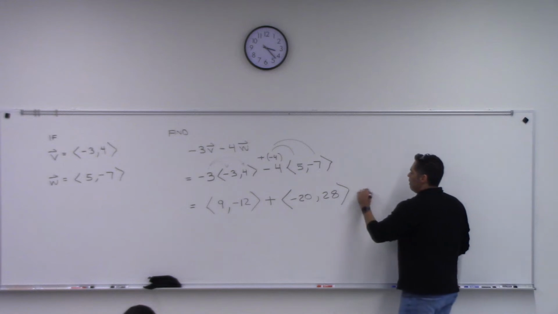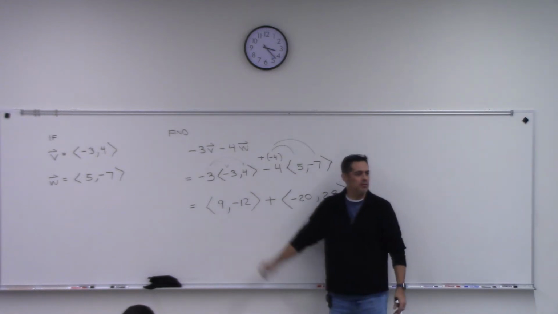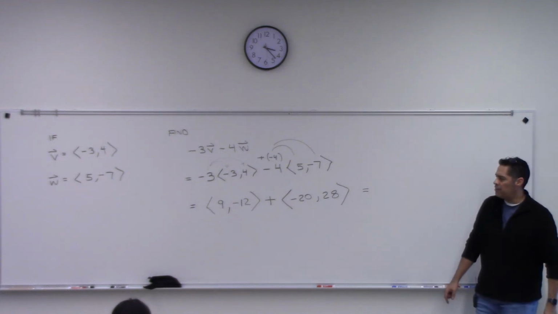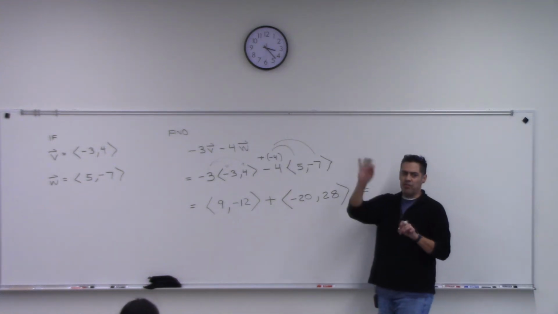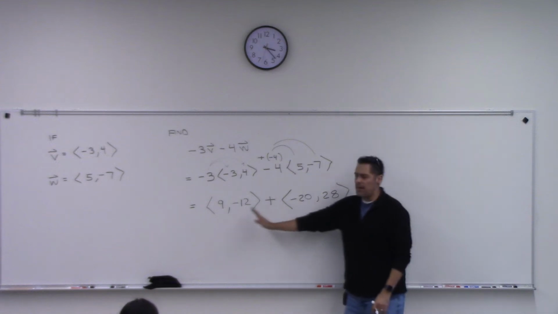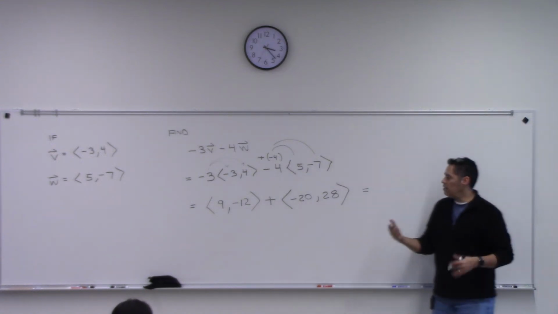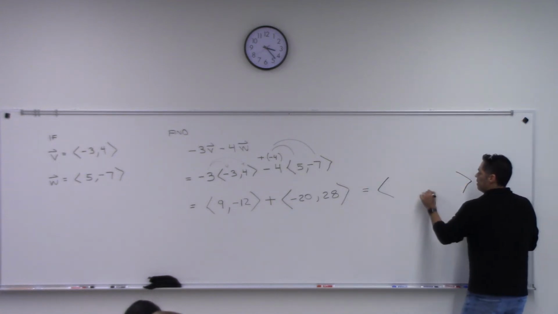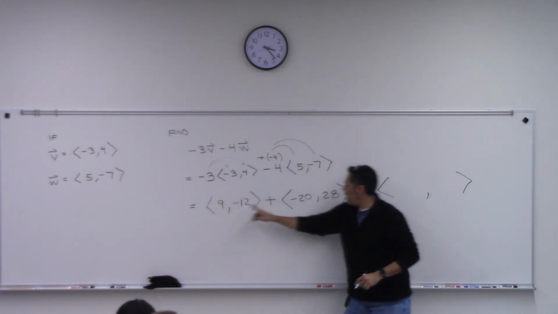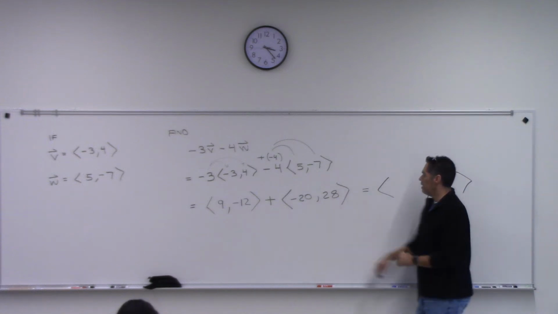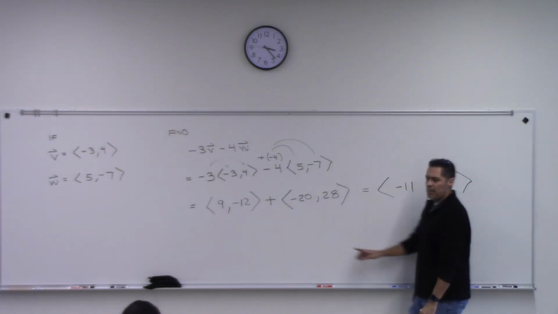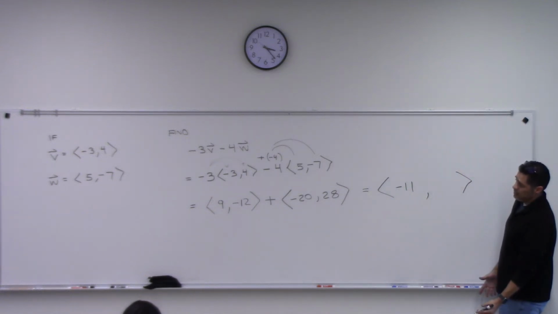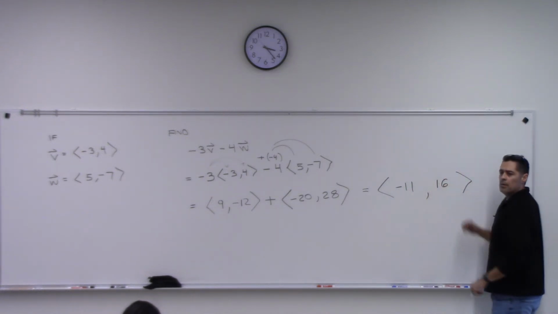And now, how do you add two vectors together? I showed you this earlier. How do you add two? Don't tell me tail to tip. That's geometric. That's visually. Algebraically, how do you add these? Yeah, you just add the components, right? You just add the components together. So I'm going to take this 9, and I'm going to add the -20, which gives me -11. And then I'm going to take the -12, and I'm going to add the 28, which gives me 16. That's the result.